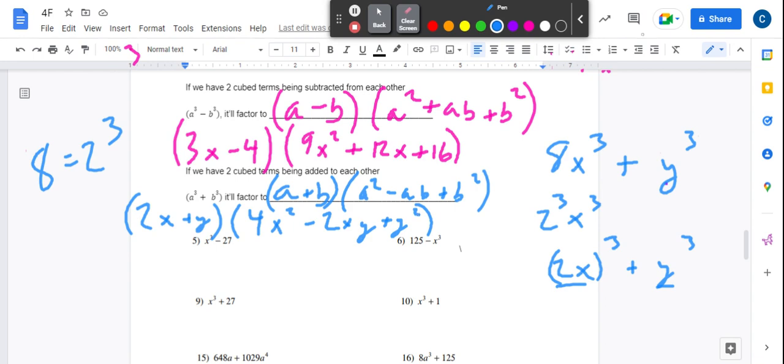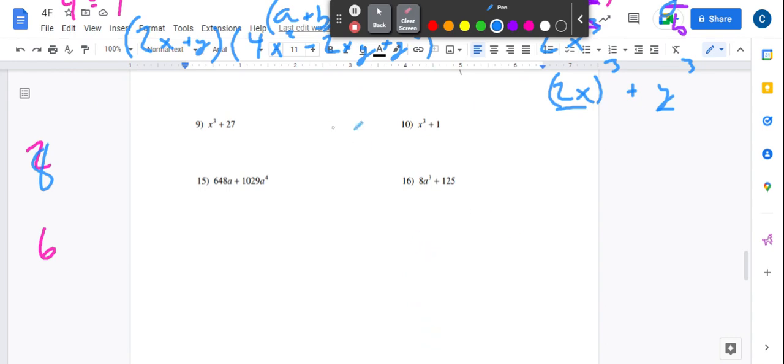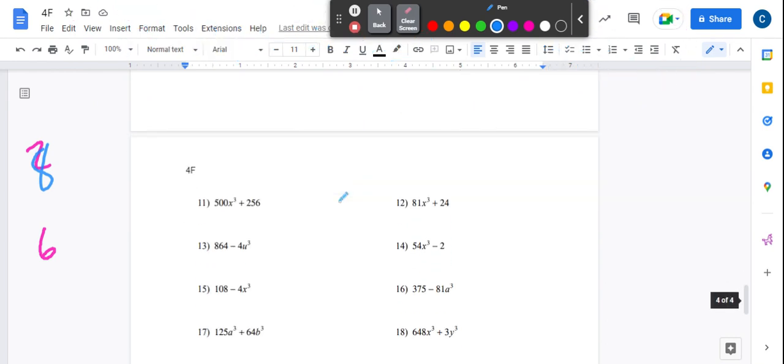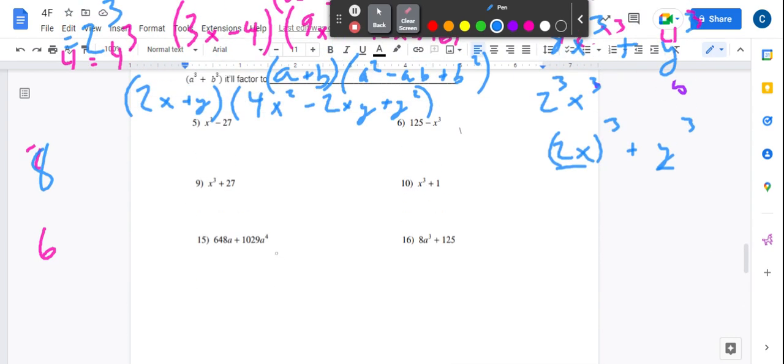And so now you can go down to the bottom here and do these problems using either the sum of cubes or difference of cubes formula. And we can knock these problems out. Again, if we don't have a cube number, then we may need to do some factoring before we do that. Okay.